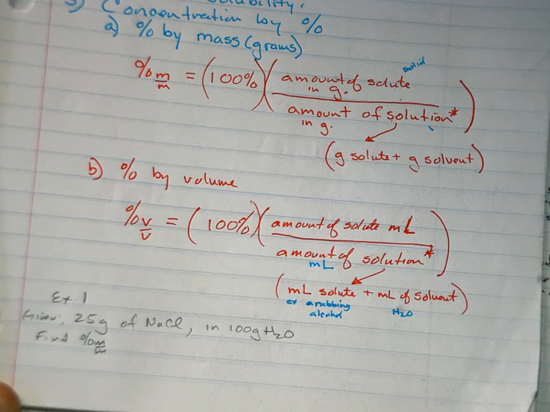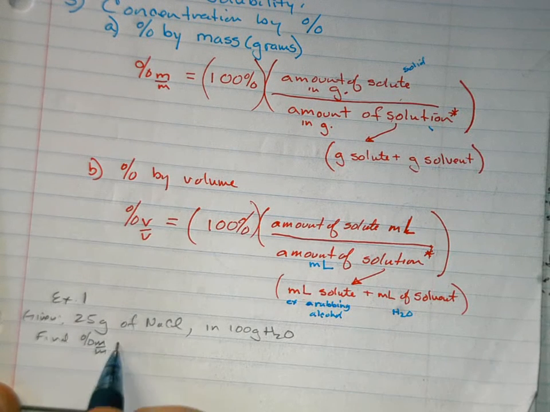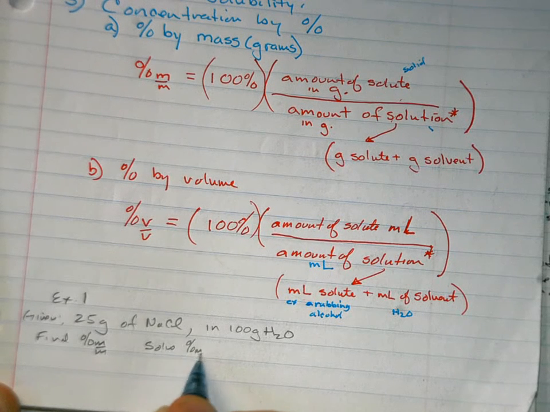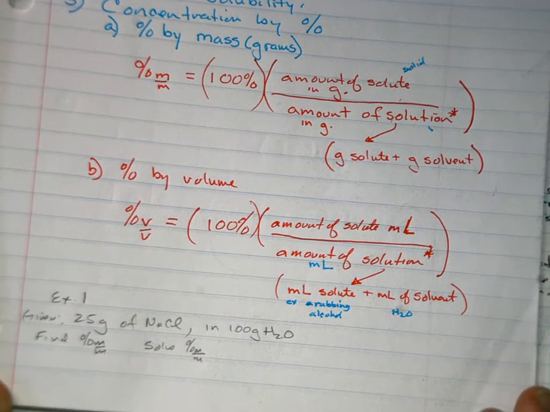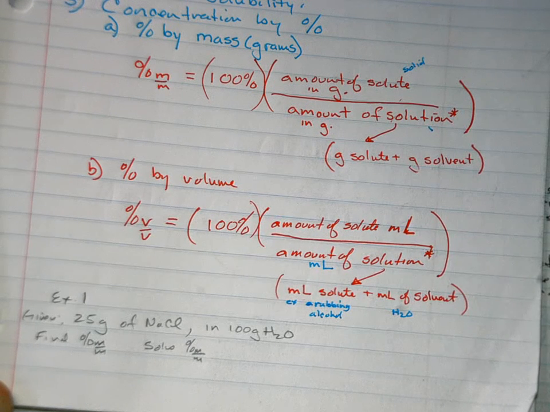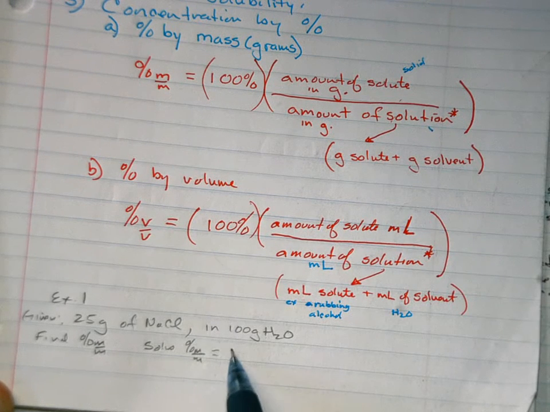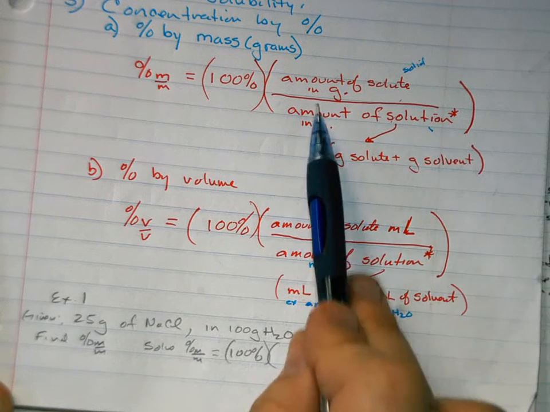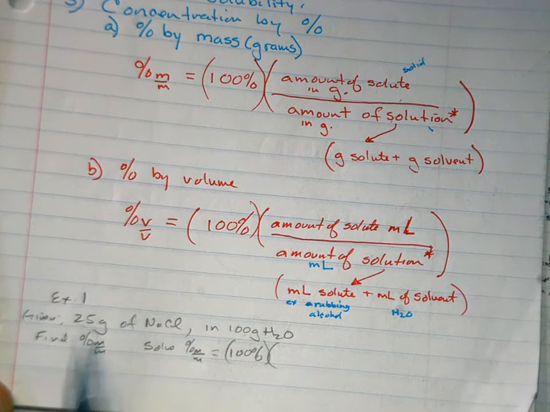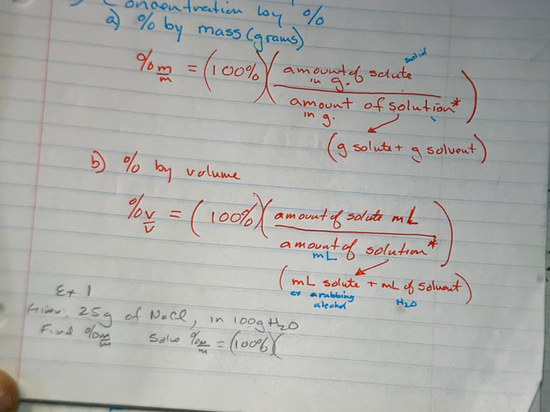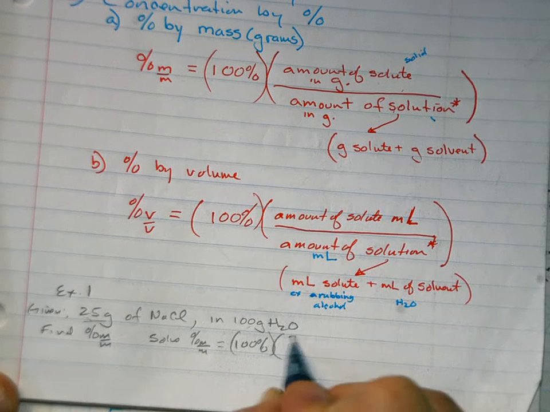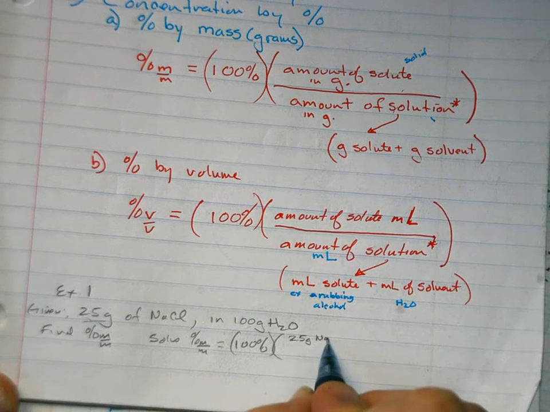So let's get our equation. What is this equal to? So to solve, what is percent M over M equal to? It's right there. Okay, it's going to equal 100%. Now, we got amount of solute. How much solute do we have? What is the solute in here? The water or the salt? Salt. How many grams do we have of it? 25. So we got 25 grams NaCl.